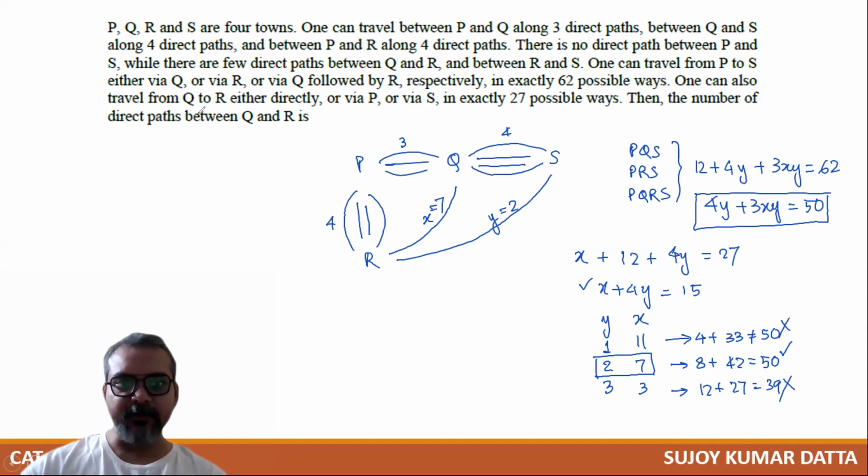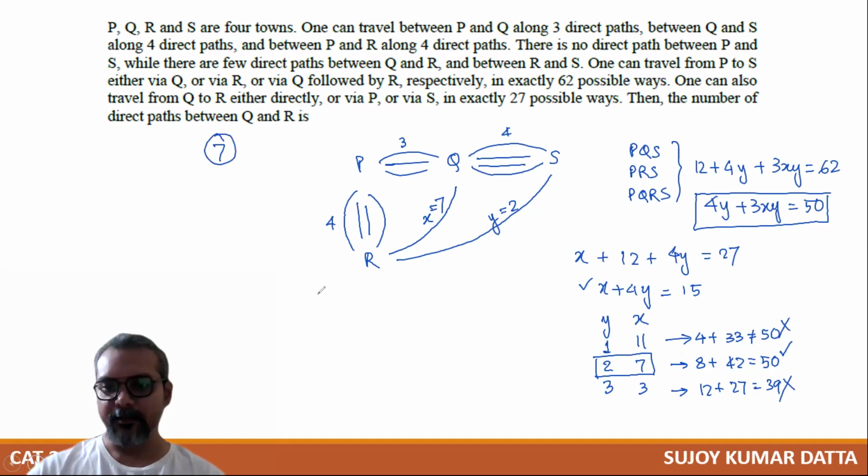So they are asking the number of direct paths between Q and R. So that is 7. That is the answer. I hope this was fine. It was based on basic principle of counting. Okay, let's move on to the next question.